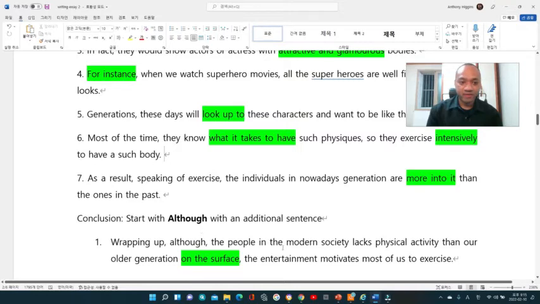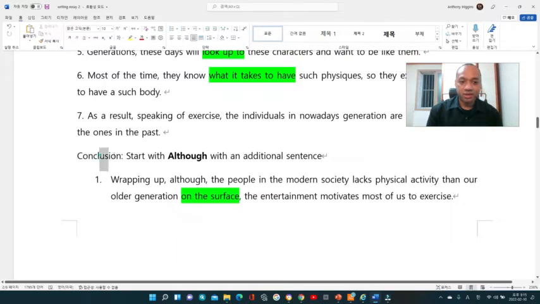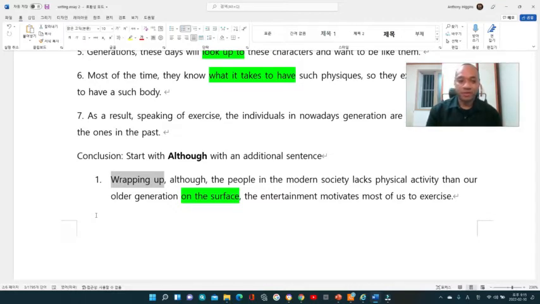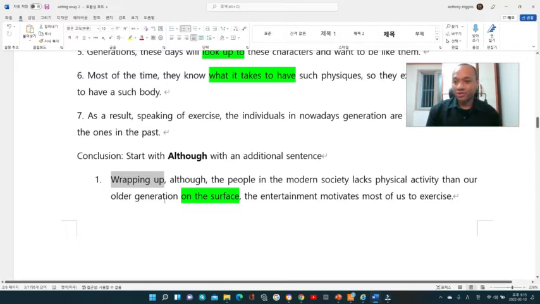The sentence number 7: As a result, speaking of exercise, the individuals in nowadays generation are more into it than the ones in the past. And then the conclusion, I would start with "in conclusion," and then start the sentence with "although." So I started with "wrapping up." It kind of sounds casual, but I don't want to use something that is too common, like "in conclusion," or "to end up," or "sum up." I just want to be casual, just want to be different, so I use this phrase, "wrapping up."